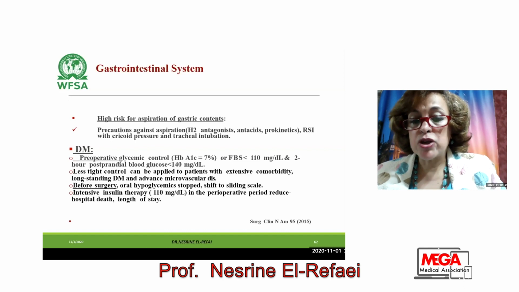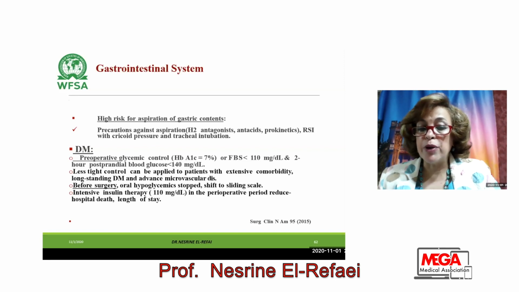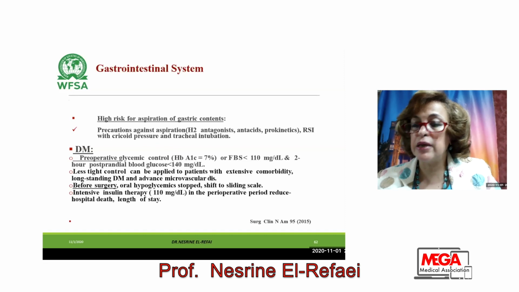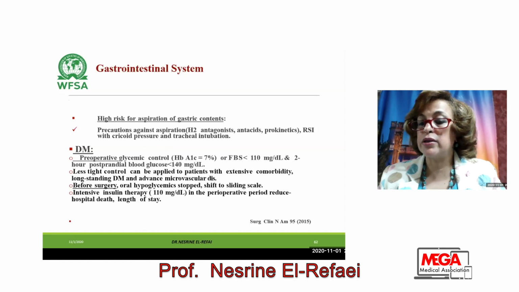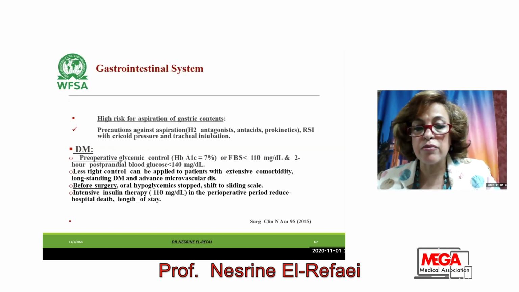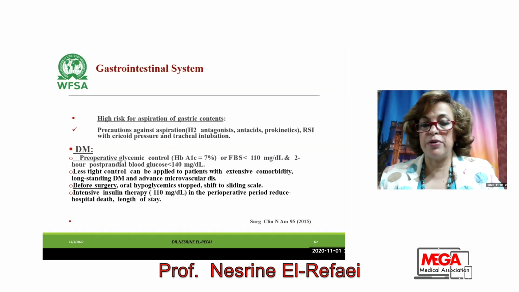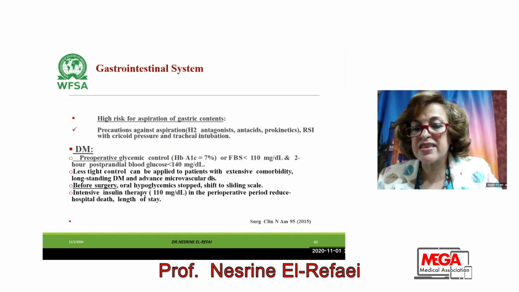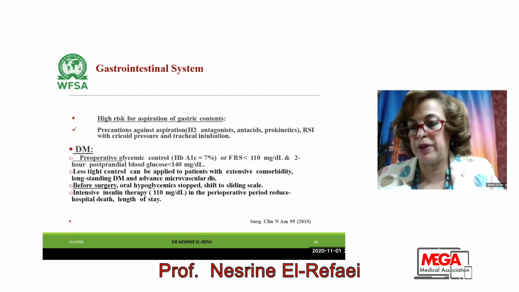And these patients have high risk of diabetes, especially type 2 diabetes. So it's recommended that preoperative glycemic control, detected by hemoglobin A1C, is around 7, or fasting blood sugar less than 110 milligram per deciliter, or 2-hour postprandial less than 140 milligram per deciliter. But recently, a less tight control can be applied to patients with extensive comorbidity.